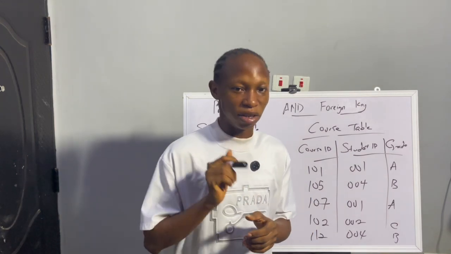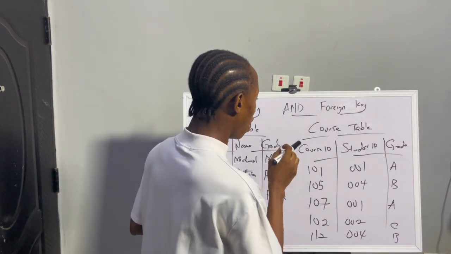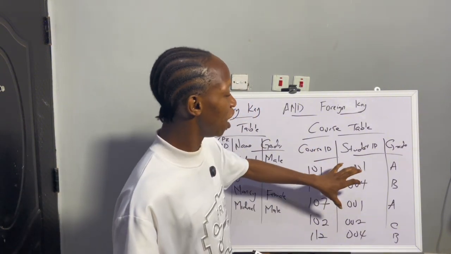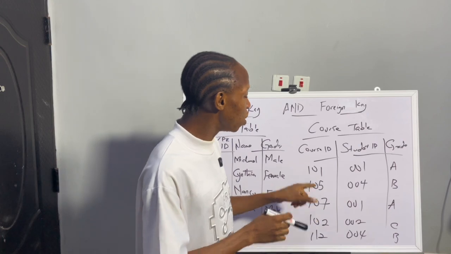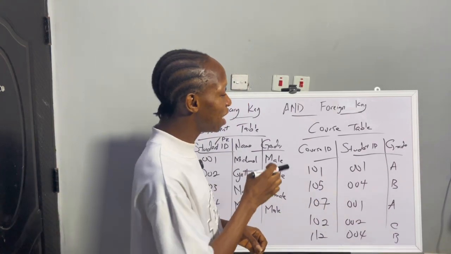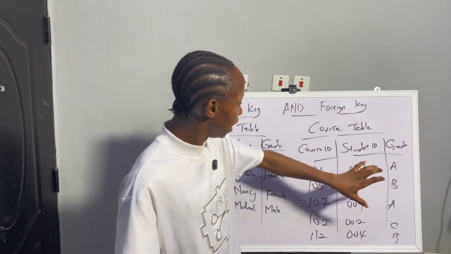if you are asked what is the primary key, drop it in the comment section. Our primary key in this table is our course ID, because that's the only column that we can use to uniquely identify each record in this table.